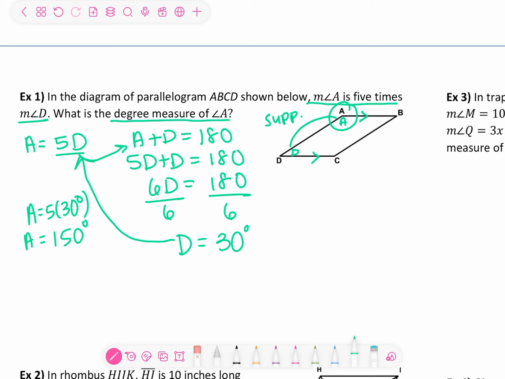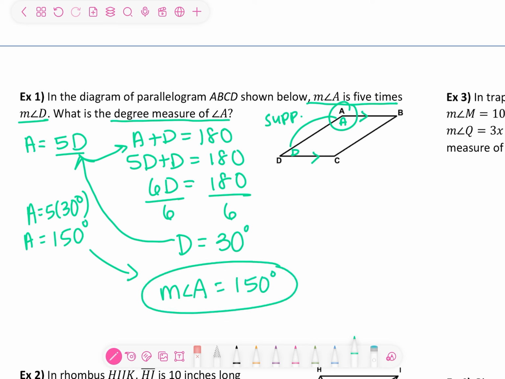We'll write it with our correct notation. You can either write it in words, like the degree measure of angle A, like here, or you can write it with the shorthand, which is this, measure angle A. So I'm just going to write the shorthand. So measure angle A, bringing that down there, is equal to 150 degrees, and that's it.